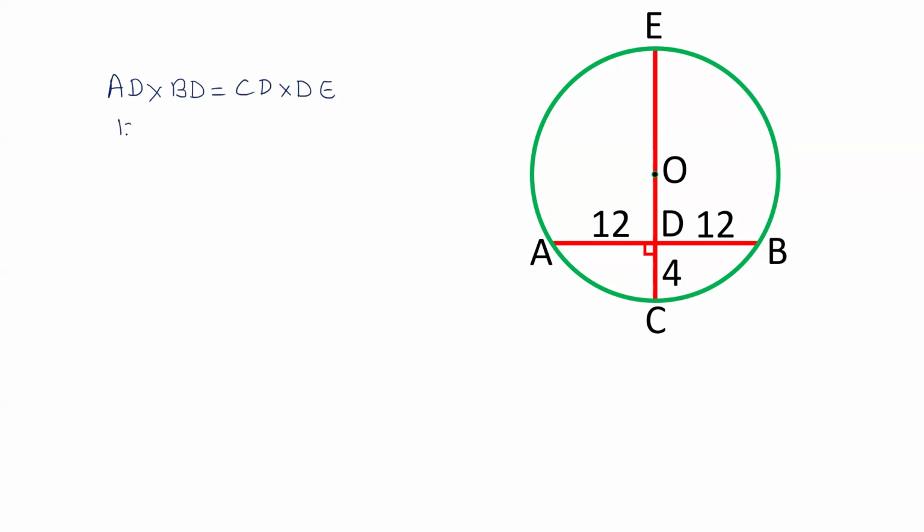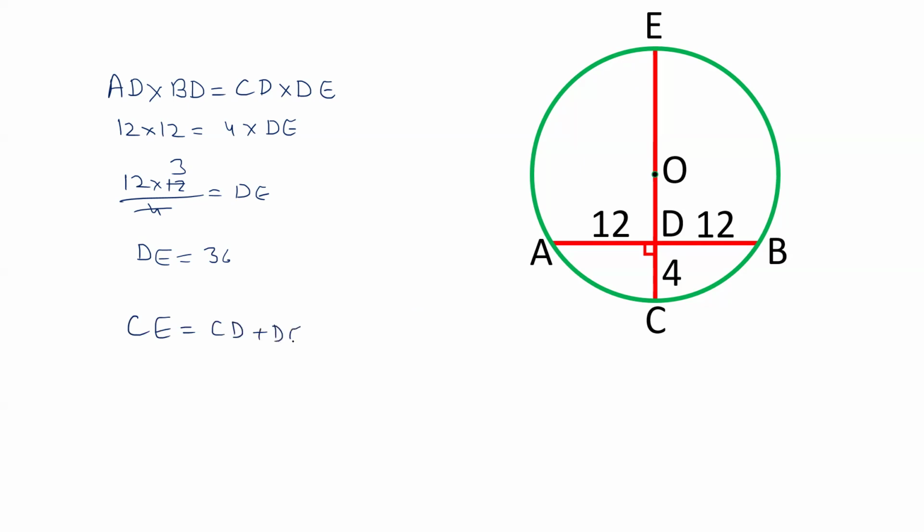Value of AD is 12, value of BD is 12, value of CD is 4. We have to calculate DE. 12 into 12 by 4 is equal to DE. Cancelling out, 12 3s are 36. So the value of DE is 36. And if we calculate CE, that will come out to be CD plus DE. 4 plus 36 is 40.